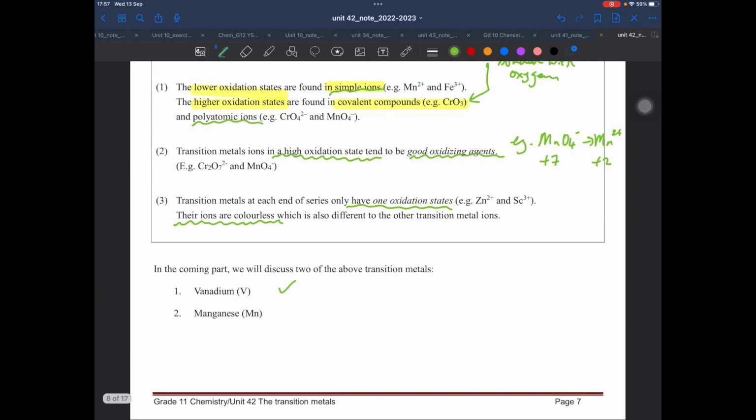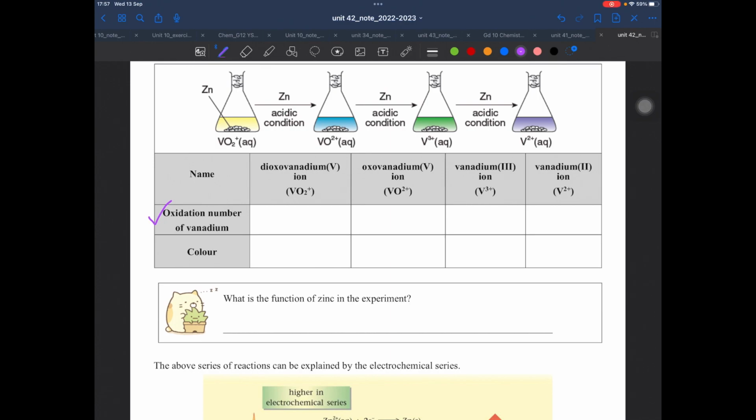Alright, so in the following section, I will use two elements as examples. We choose vanadium and manganese. Now, please write down the oxidation number of vanadium in all these four compounds. This is nothing difficult for you, right? And next is the color. You can get it from the picture. It's yellow, blue, green, and violet.